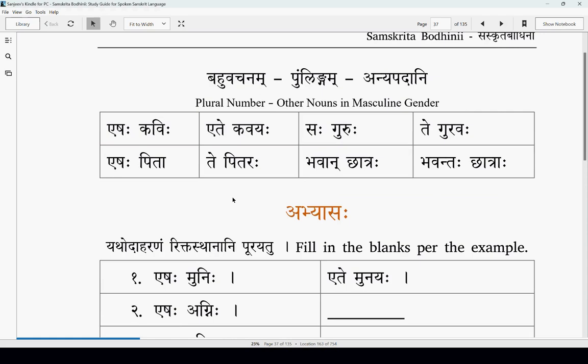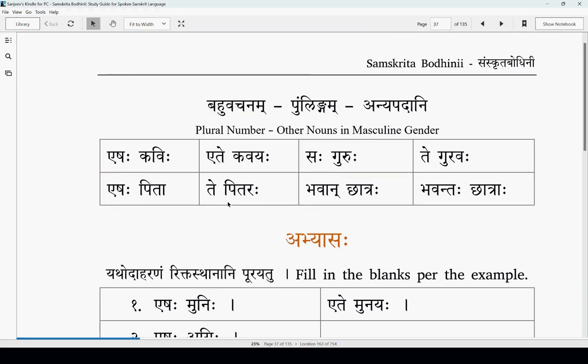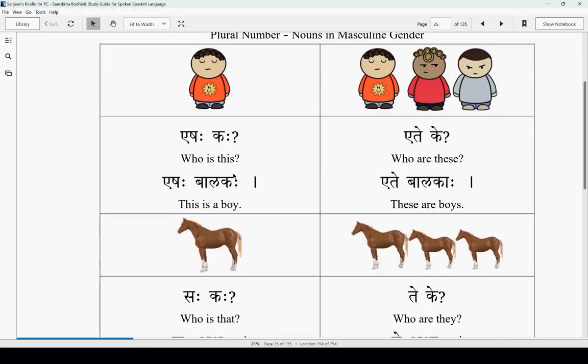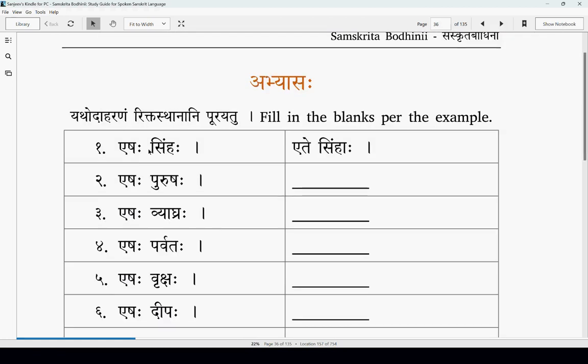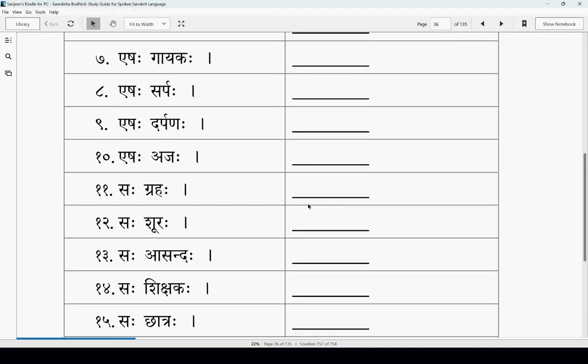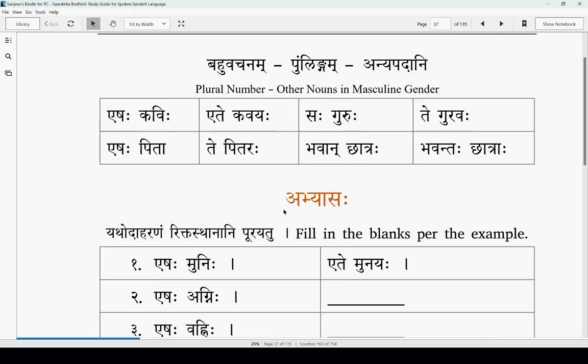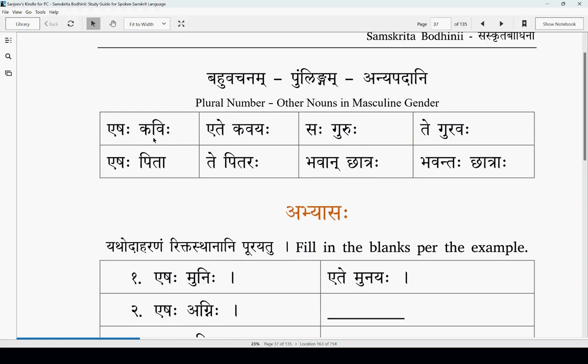Okay. So here are some examples which are other words. Anya padani means other words. These previous examples on this page are all base words ending in a, right? Simha, Purusha, and the bahuvachana forms are Simhaha, Purushaha, etc. On the next page, there is an example here. Take some other words like Hari or Kavi. The bahuvachana form will be Harayaha, Kavayaha. You already saw that in the table there.